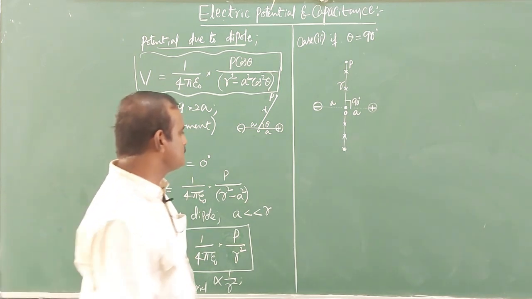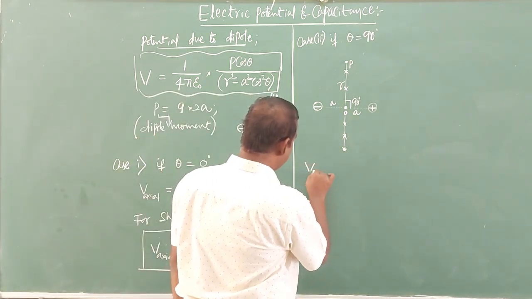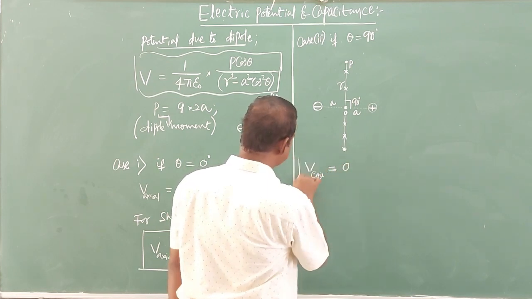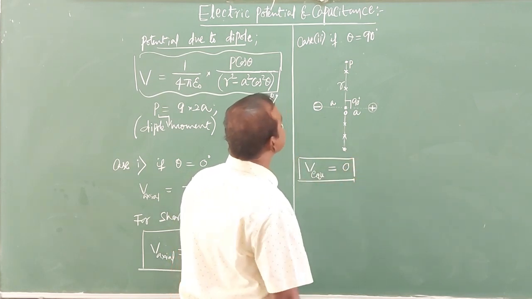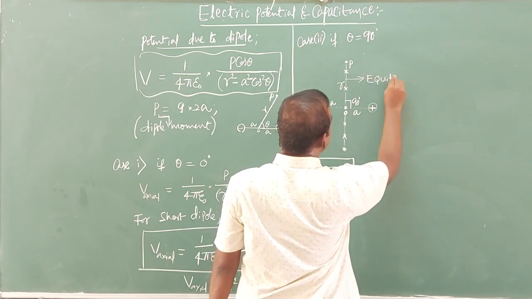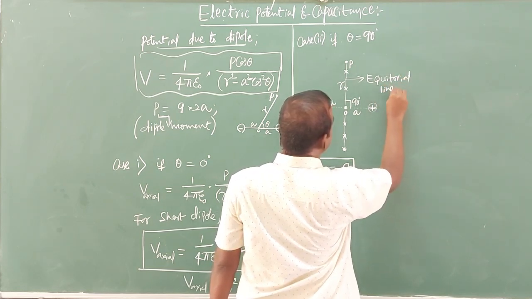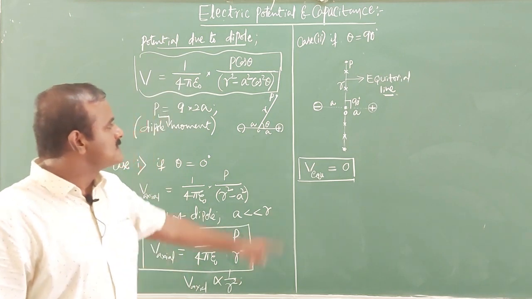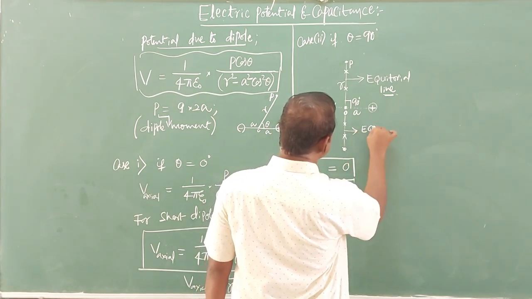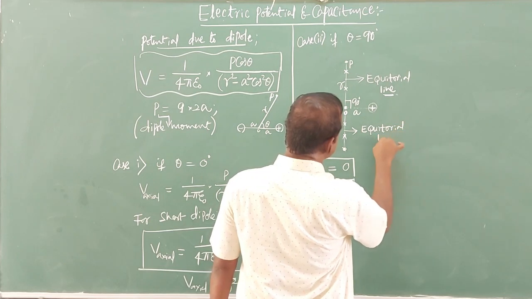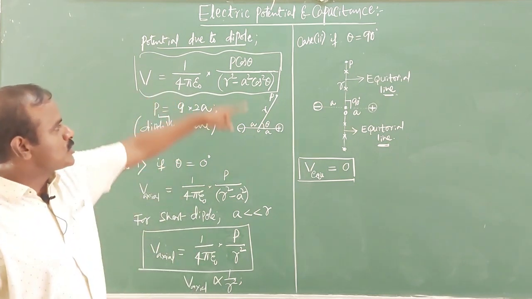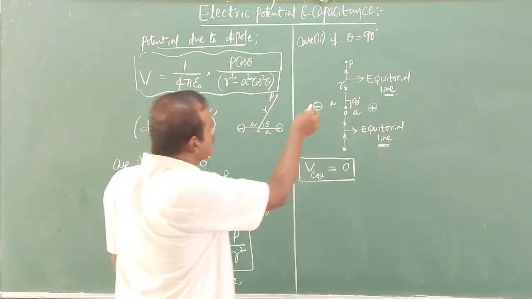Because cos 90 degree is 0, therefore we find the potential at any point on the equatorial line is zero. This is the equatorial line. Potential at all points on the equatorial line is zero, remember.